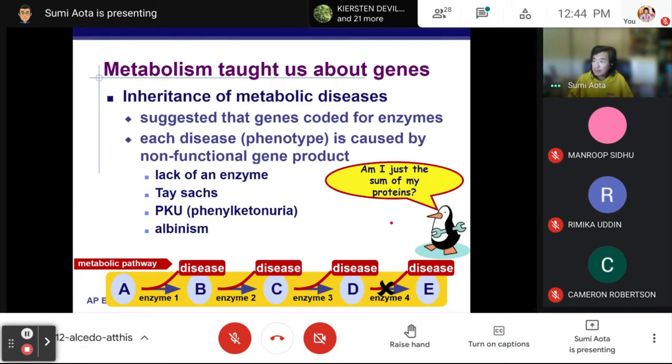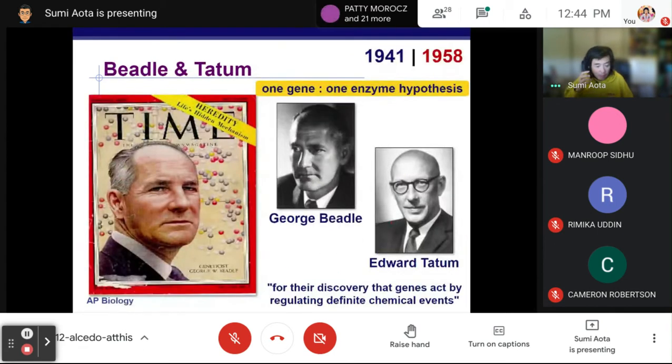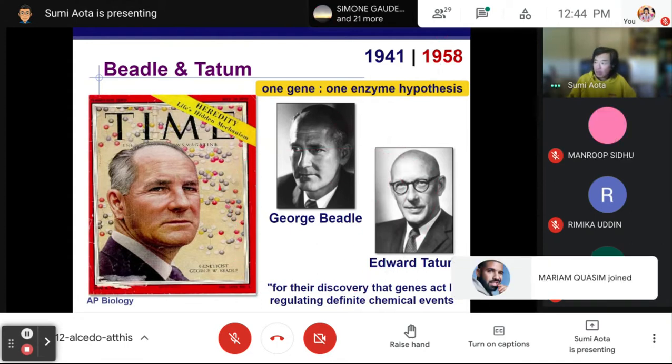Okay, so this whole idea was basically put together by two scientists by the name of Beadle and Tatum. The idea of their hypothesis was called the one gene, one enzyme hypothesis. And they won the Nobel Prize in '58 in medicine for their discovery. All right, so let's look at their experiment.